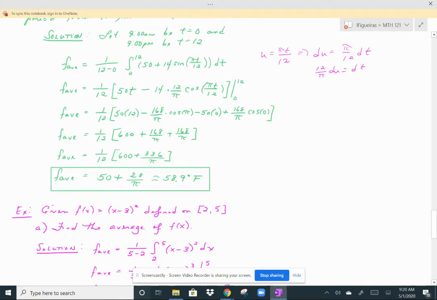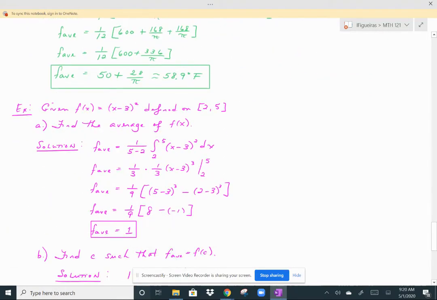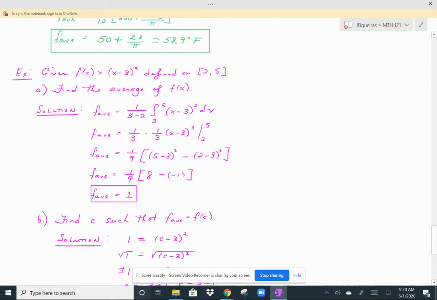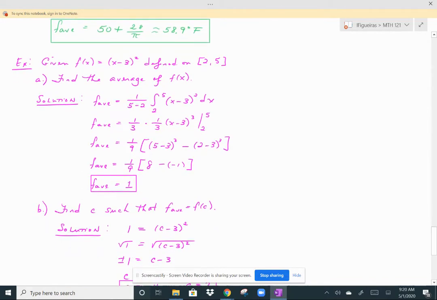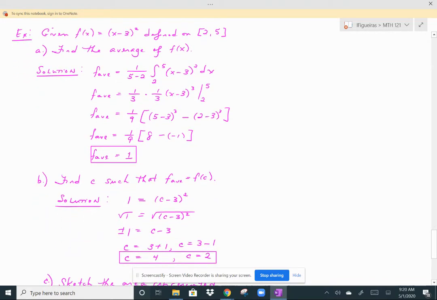All right, so let's put this all together. Let's find the average value and use the mean value theorem for integrals. So you're given that f of x equals (x minus 3) squared defined on a closed interval from 2 to 5, and you want to find the average value. All right, so again, pretty straightforward.